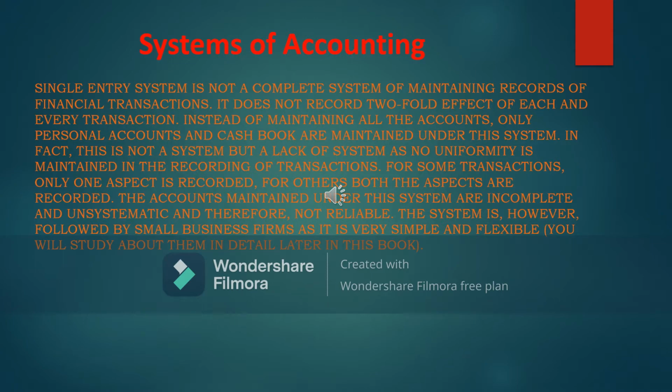The second part of the system of accounting is the single entry system. We have just studied the double entry system; this is the single entry system. The single entry system is not a complete system of maintaining the records of financial transactions. As the name mentions, only a single entry would be there, no double entry. It does not record the two-fold effect of each and every transaction. Instead of maintaining all the accounts, only personal accounts and the cash book are maintained under this system.